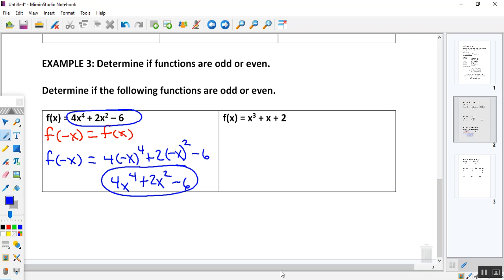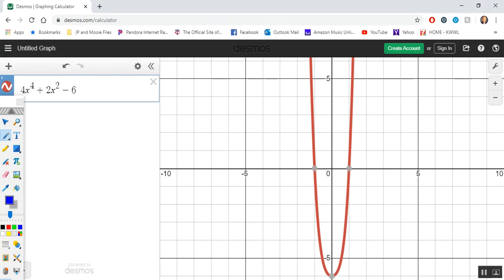Is this function even? Yes. Because f of x is equal to what? F of negative x. Now guys, in your notes from yesterday, we said that's probably going to be symmetric about what? The y-axis. And I have it up here. Does that look like it's symmetric about the y-axis? Yes. Okay, so we'll take a look at the next one here.